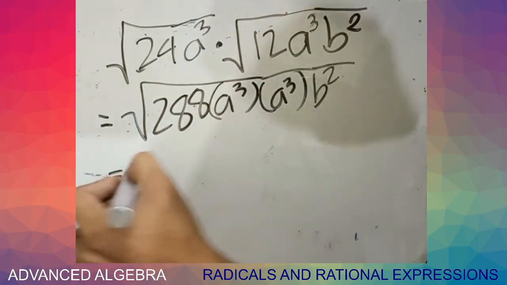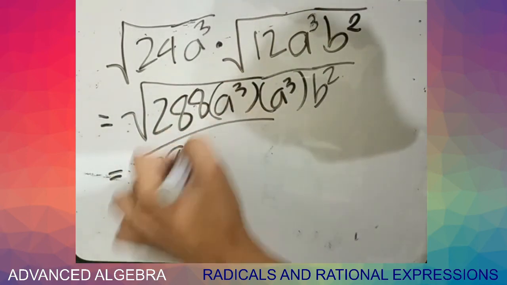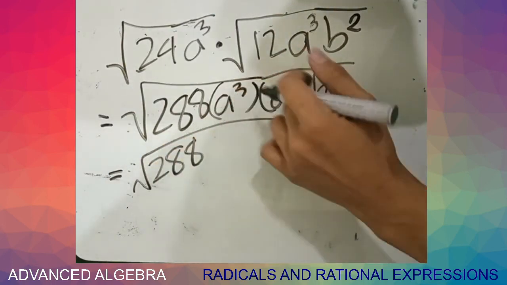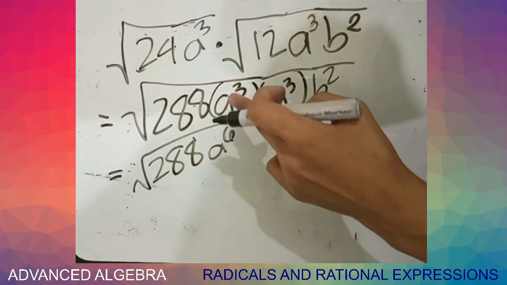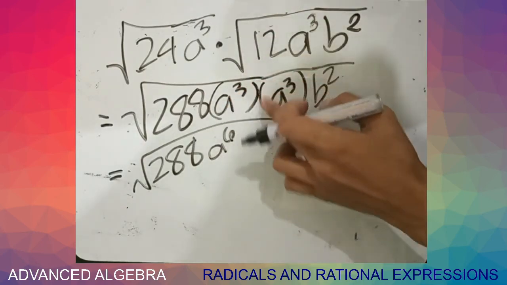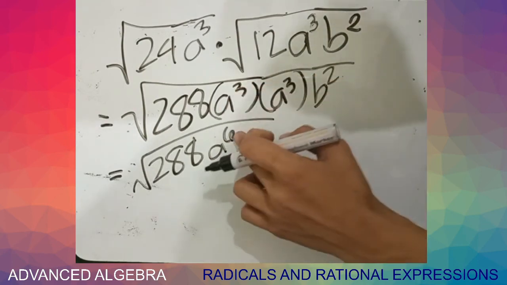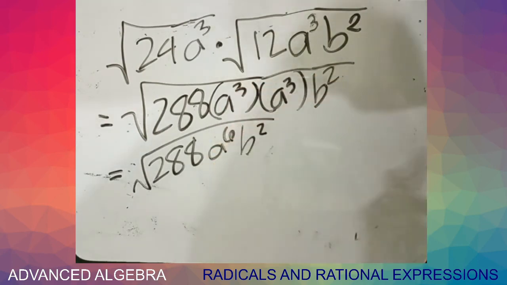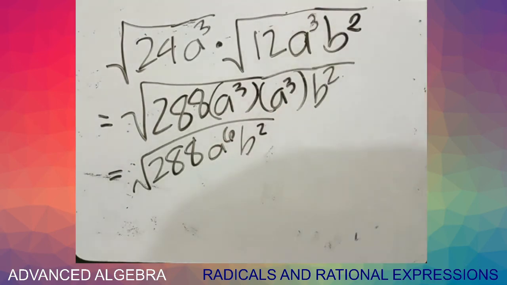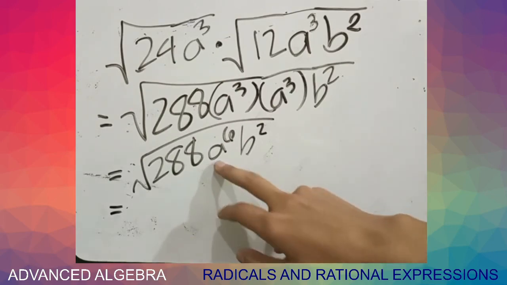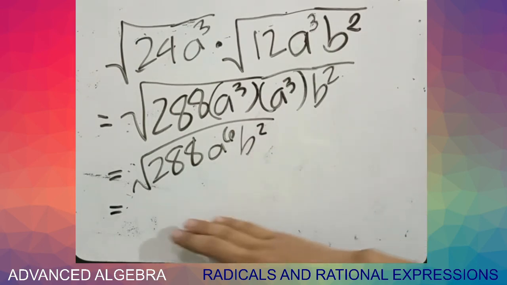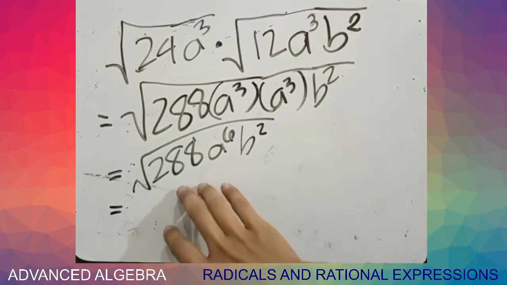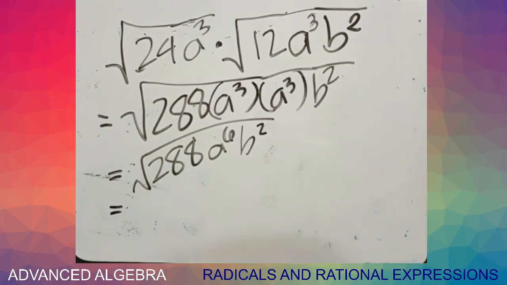Okay, next. So, the square root of 288. A cube times a cube is a to the 6th power, kasi 3 plus 3 is 6. Okay? A to the third power times a to the third power, kasi pagsasamahin natin ang exponent, kaya ang sagot ay 6. Then, b squared. So, napagsama na natin siya. Next is i-factor natin si 288. Hanapin natin yung factor ni 288 na may perfect square root.